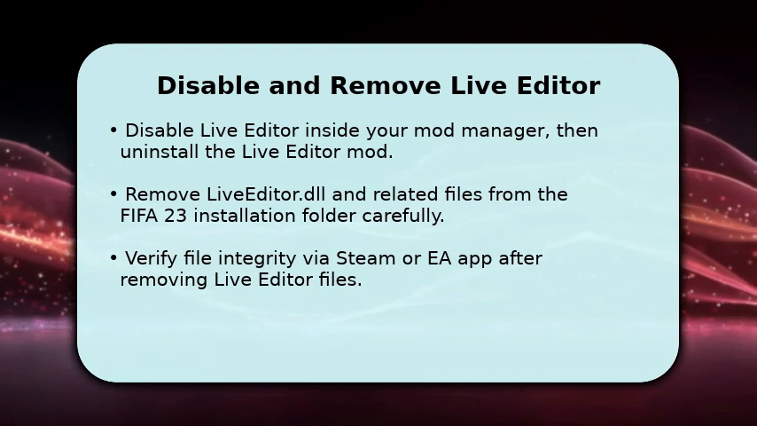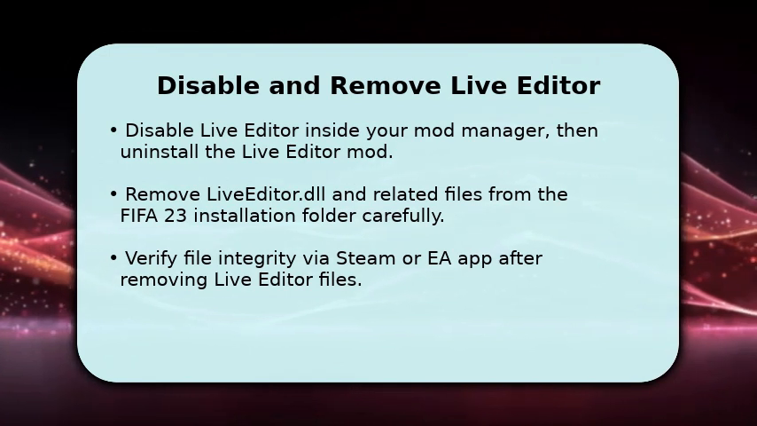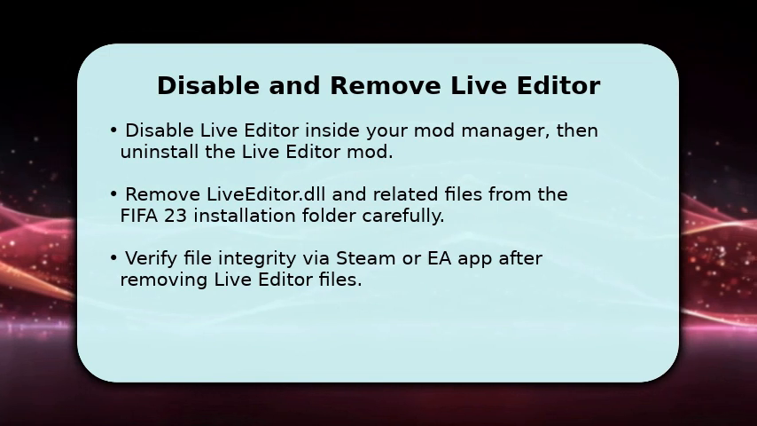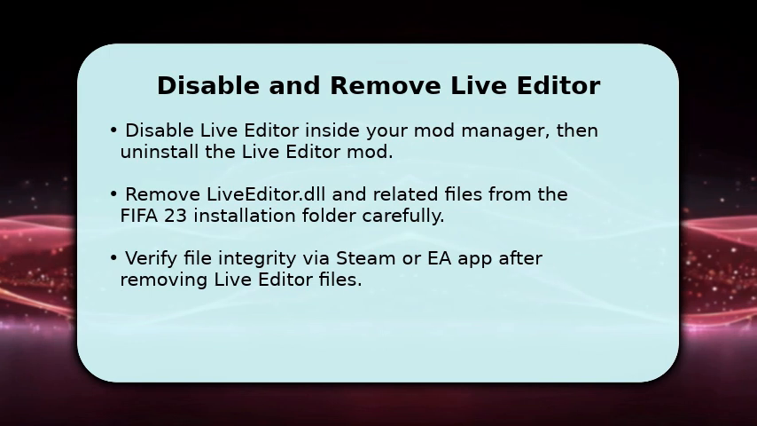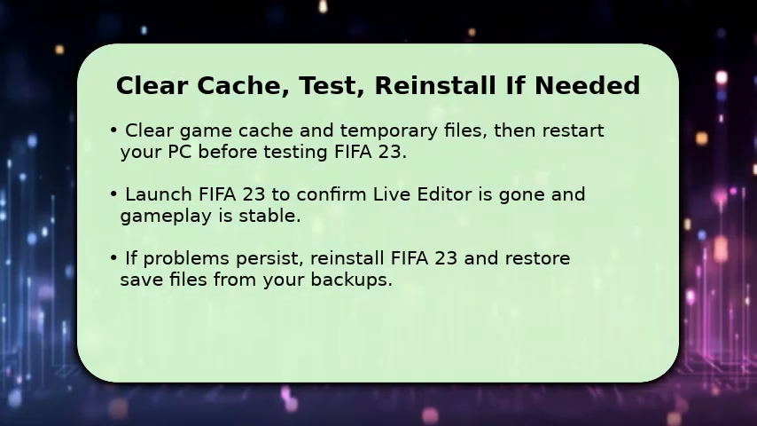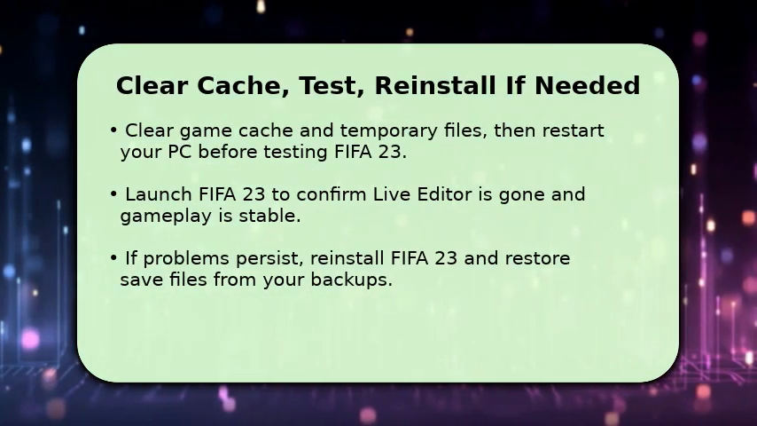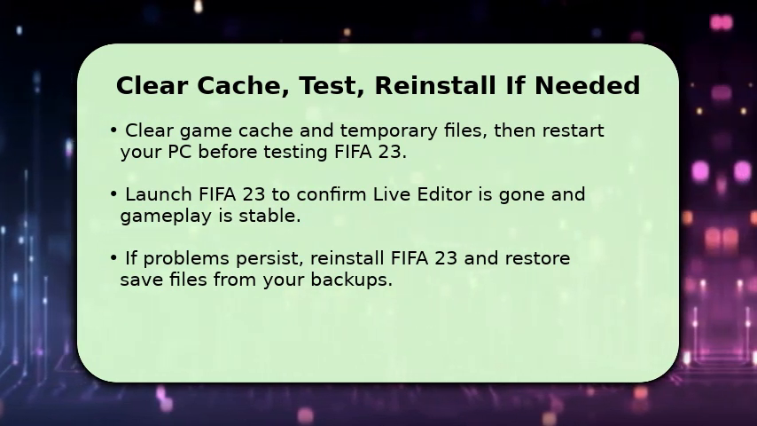After removal, run Steam or the EA app Verify Integrity function to restore any original game files. This prevents missing file errors and confirms official files are intact for safe gameplay. After removal, clear FIFA 23 cache and temporary files to remove leftover hooks. Restart your PC to flush memory and services that may still reference Live Editor.